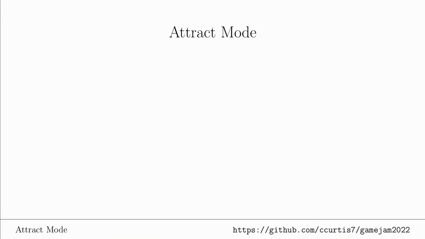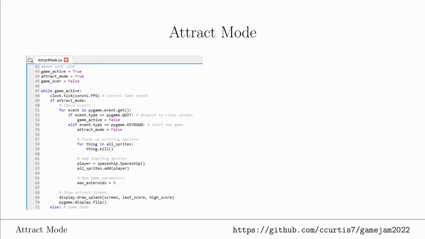In order to make the attract mode work, we need to add another flag to the game so that it knows when it's in attract mode or in game mode. In attract mode, we're just going to display the screen that we've seen. We need to program a way out of the attract mode, which will happen when the player presses a key. So we'll add a new statement that looks for a key down command.